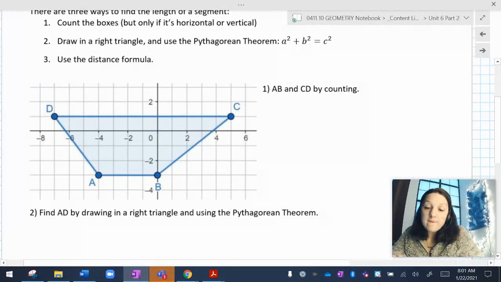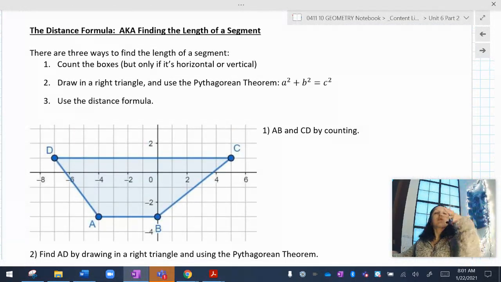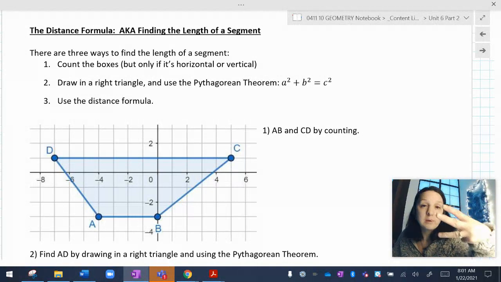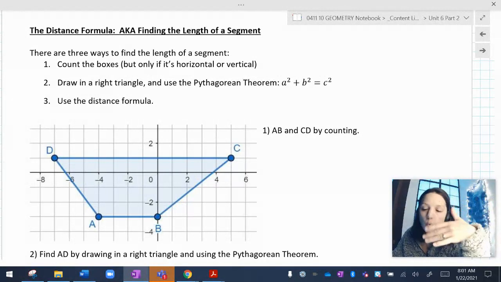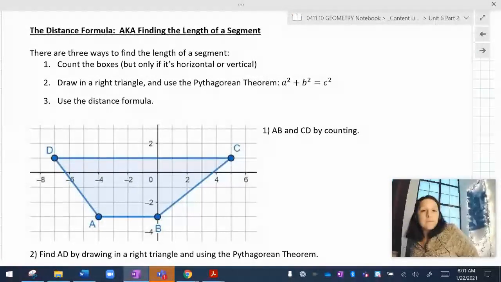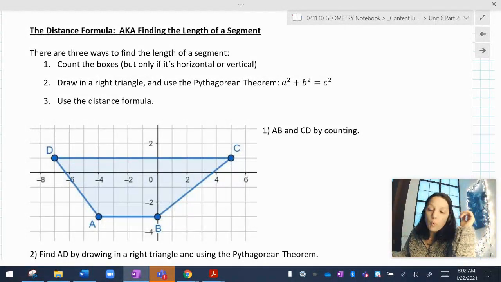We are going to talk about finding the length of a segment. There are 3 ways to find the length of a segment, or the distance between 2 points. Distance and length, same thing. There are 3 different ways to do that. Option 1, you could just count the boxes, but you'd only count the boxes if it's horizontal or vertical, because then you can count them. If you can't do that, you can draw in a right triangle and use the slanty line as a hypotenuse. And if you don't want to do that, you could use the coordinates in something called the distance formula.